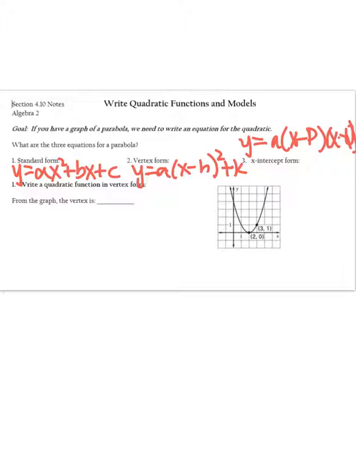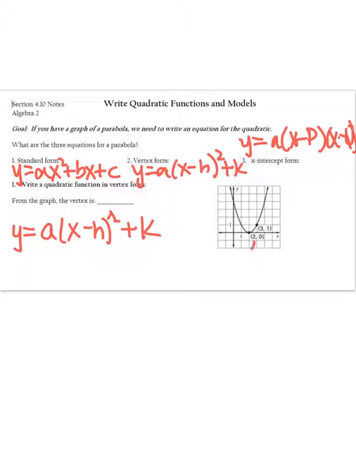So to write this problem in vertex form, I first need to know what vertex form is. So y equals a times (x minus h) squared plus k. Again, if you can't just write that down, if you don't just know what the form is, you should study those. Rewrite those forms over and over again until you have them stuck in your head and memorized. But there's my vertex form.